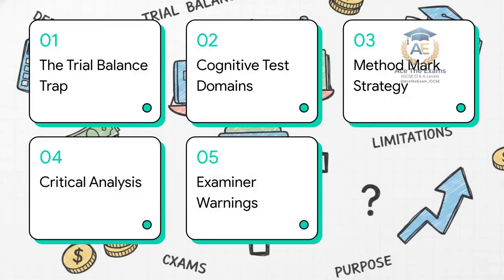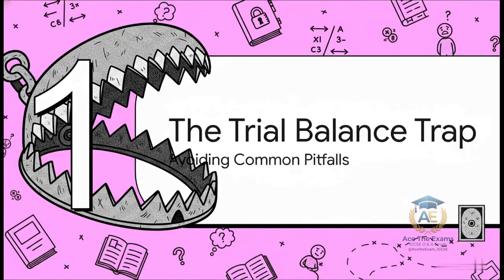Today, we're following a precise 5-part academic playbook: the trial balance trap, the 3 cognitive test domains, the method mark strategy, executing critical analysis, and finally, the top 3 examiner warnings. Let's start with Section 1, the trial balance trap.